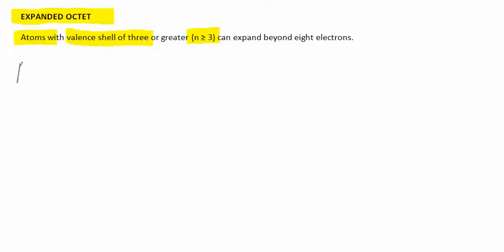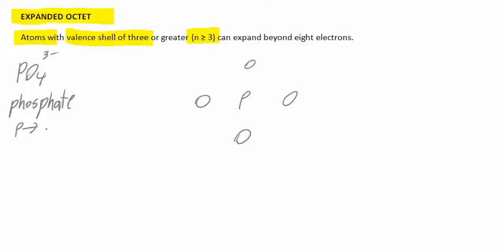So here, we're going to look at PO4 with a 3- charge. You might remember that this is called the phosphate polyatomic ion. And if we were going to draw the Lewis structure of this, the phosphorus is the least electronegative, so you can imagine that the phosphorus is going to be in the middle, and the oxygens are going to surround it.